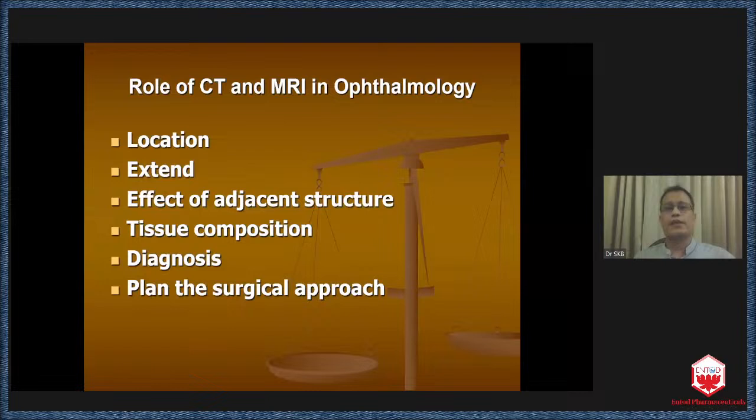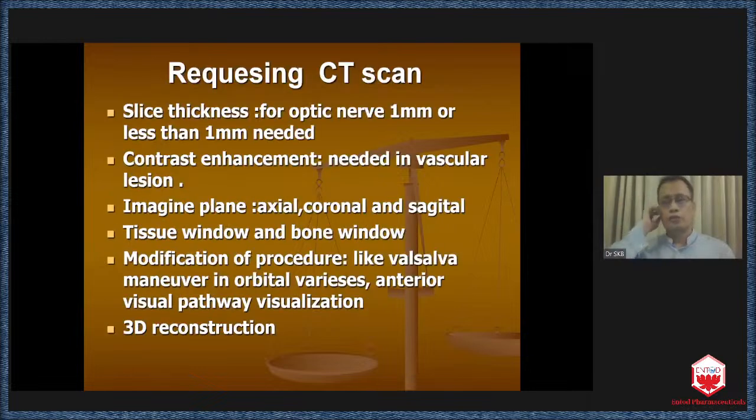So next, let us briefly outline what neuroimaging tests we can do for neuro-ophthalmic patients. This is mainly needed to find the location, extent, effect on adjacent structures, tissue composition, diagnosis, and to plan the surgical approach. When requesting a CT scan for a neuro-ophthalmic problem, there are some points you have to keep in mind. The first important point is the slice thickness. For optic nerve evaluation, slice thickness should be less than 1 millimeter. It should be 0.1 millimeter. Then only the optic nerve gets visualized.